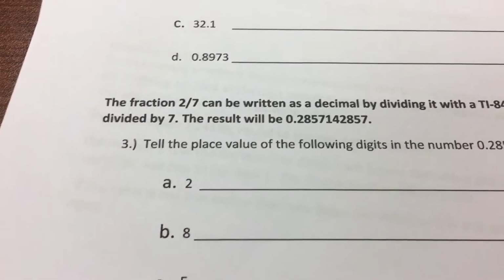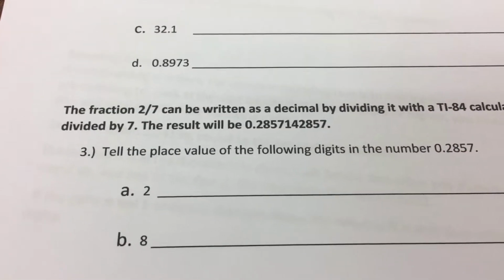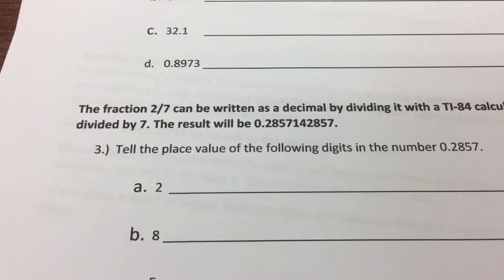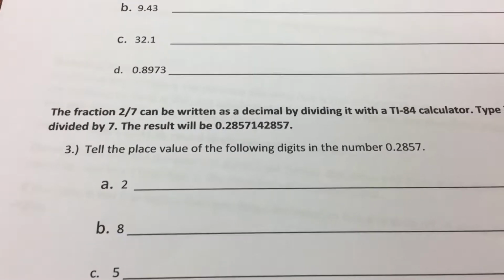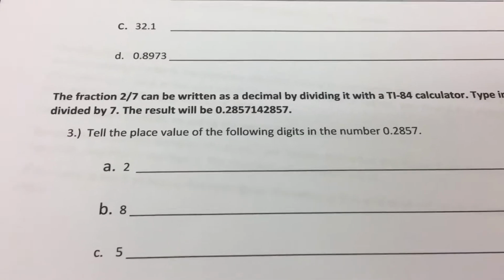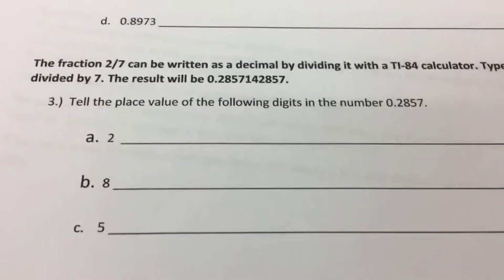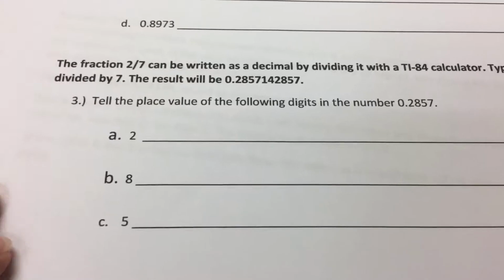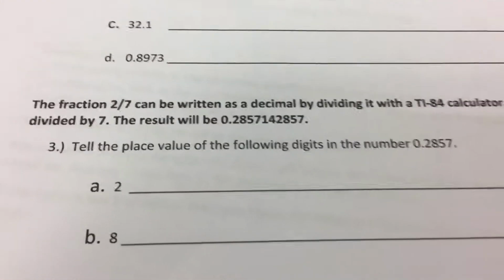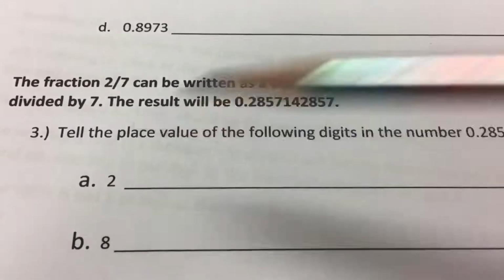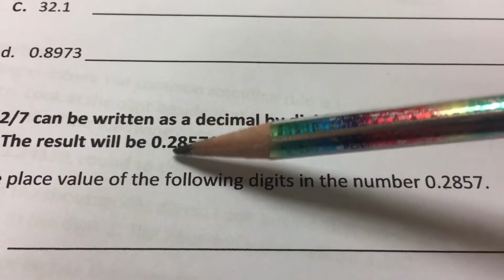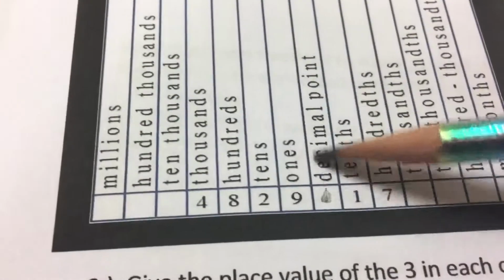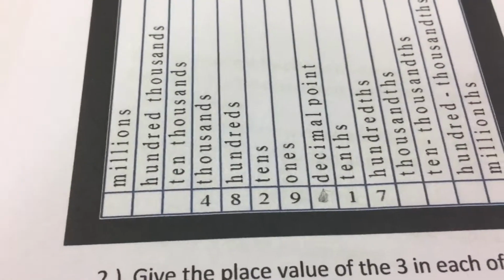Number 3, it says the fraction 2 over 7 can be written as a decimal. I just showed you how to do that. You're going to take your calculator, type in 2 divided by 7 and get the results. And then they've given you a number. They want you to tell what place value the digit's in. So for instance, they tell me the number 2. If I look at my number, notice 2 is one place after the decimal. We see that one place after the decimal is the tenths place.